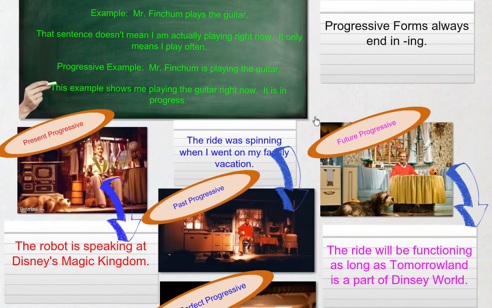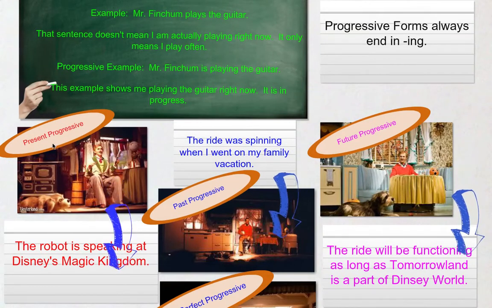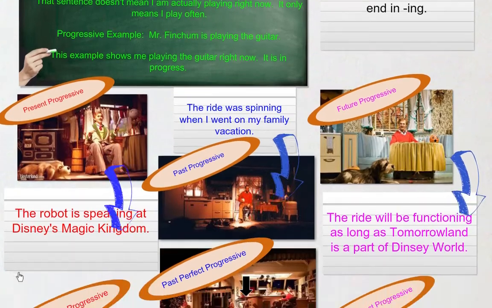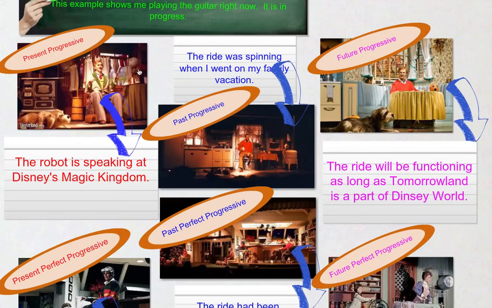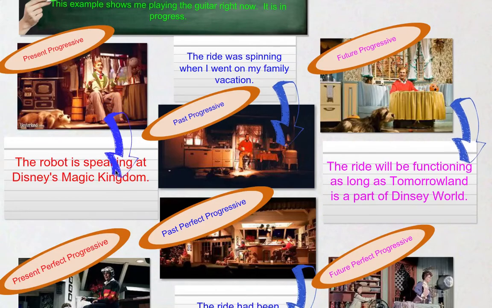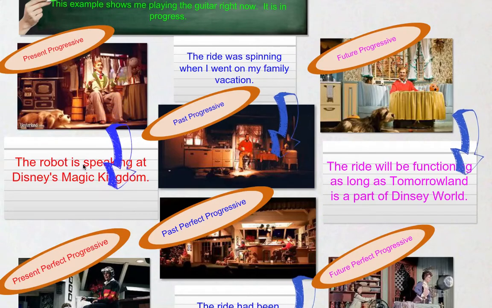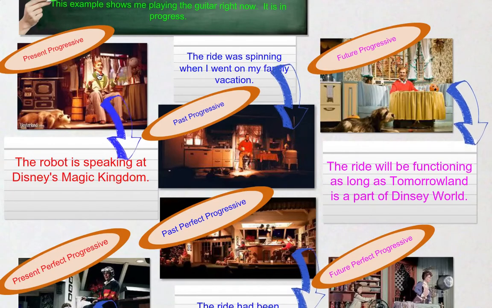Alright? So, the first one we'll talk about is present progressive. Okay? The robot is speaking at Disney's Magic Kingdom. Okay? That is present progressive. If you look at it, you have your verb speaking, and then is helps it. That means it's happening right now. As you can see on this ride here in Tomorrowland, the robot is speaking.